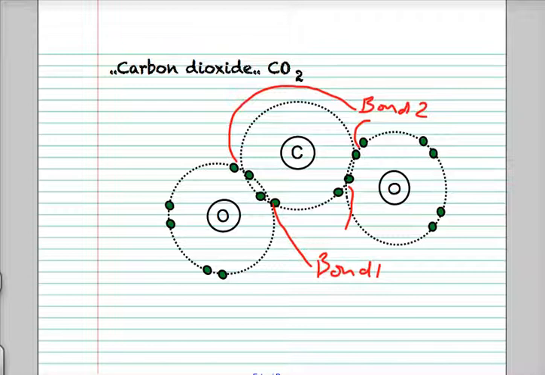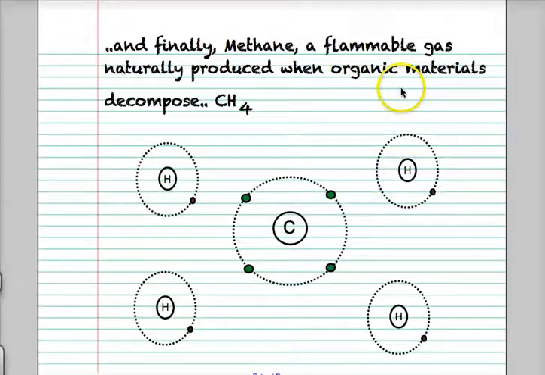And the final example, methane, flammable gas produced when organic materials decompose, and that is CH4, 1 carbon and 4 hydrogens, and we can see them all arranged nicely here. Should be clear that each hydrogen requires an extra electron to share with, and the carbon needs an extra 4 because its valence orbital for fullness requires 8.